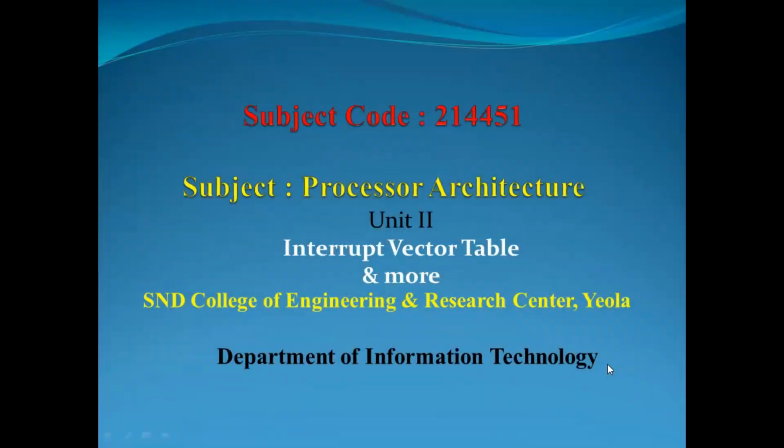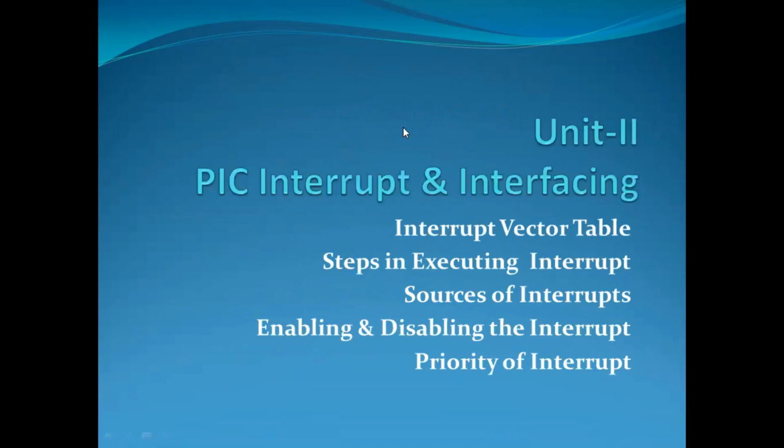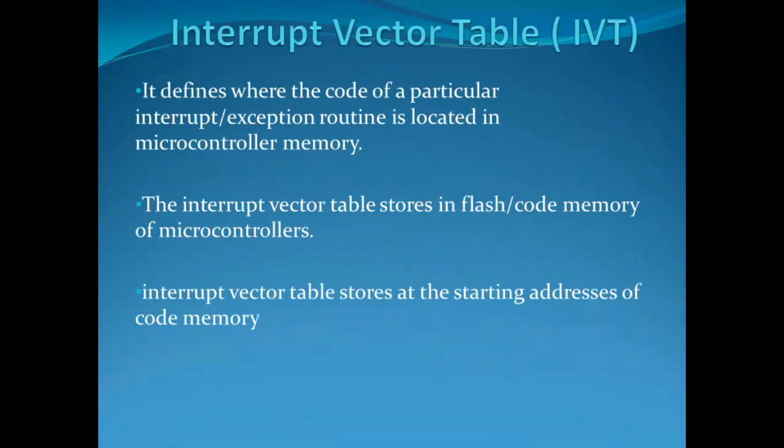Hello friends, today we will discuss the processor architecture subject, in which the second unit's point of discussion is the interrupt vector table and some more points. The points of discussion we will cover in this lecture are: interrupt vector table, steps in executing the interrupts, sources of interrupts, enabling and disabling the interrupts, and priority of the interrupts.